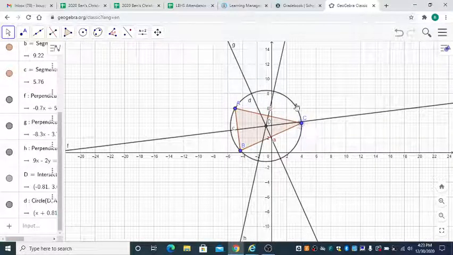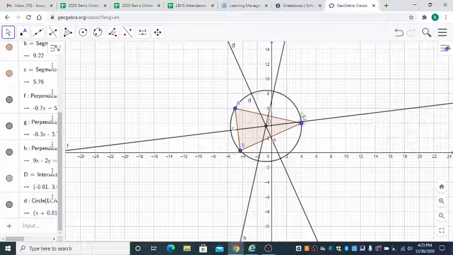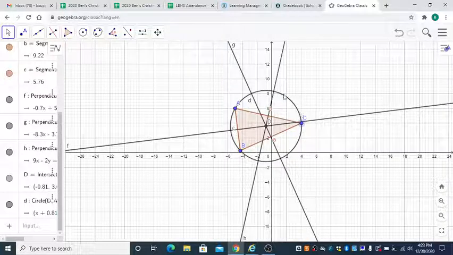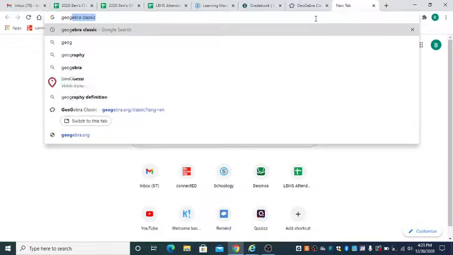Another way to think about it is circumscribing is on the outside. Inscribing is on the inside. And I'll talk about inscribing here in a second. So again, circumscribe the circle about the triangle there. Now, I want to do another picture with you, and I'll go back to GeoGebra Classic.